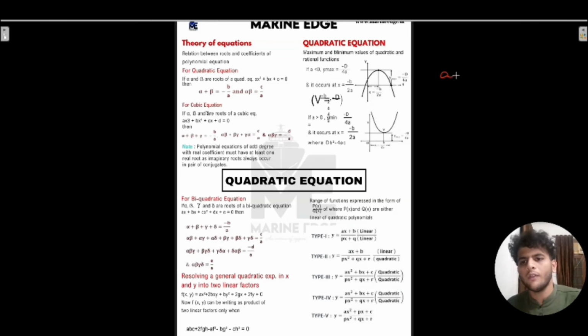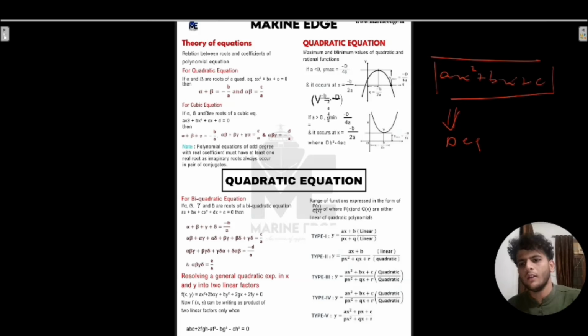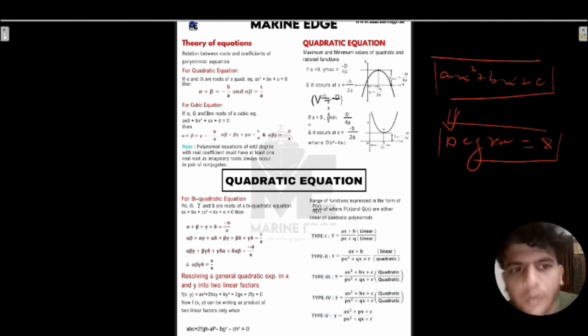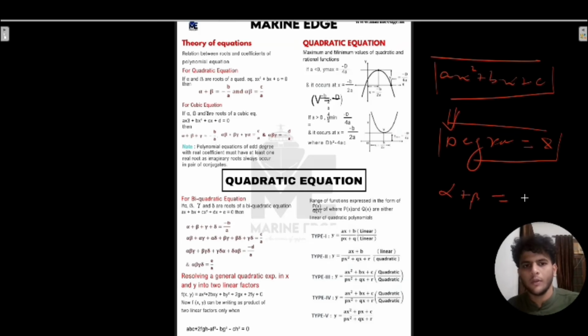So if we have an equation ax square plus bx plus c, which is indeed a quadratic equation, the degree of a quadratic equation is what? It is equal to 2. So when the degree is 2, the maximum number of roots this equation can have is 2. And the sum of the roots can be expressed as minus b by a. Also alpha beta, that is the product of the roots, can be given by c by a.